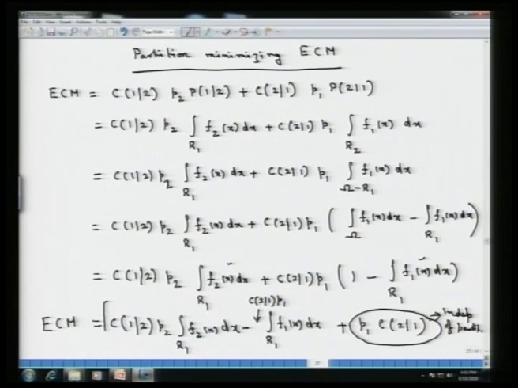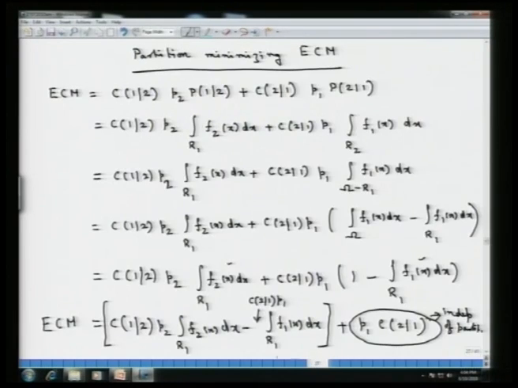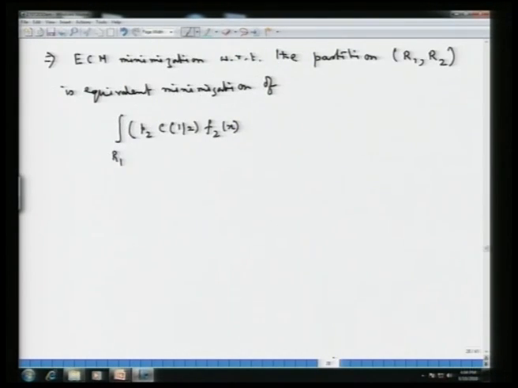So, when we are looking at finding the partition which would minimize the expected cost of misclassification, we can look at just this particular term and find the partition which leads to the minimum of the expected cost of misclassification. So, this is minimization of the integral over R1, writing it in one expression, of P2 into C(1|2) multiplied by f2(x), coming from the first term, minus P1 C(2|1) into f1(x) dx.